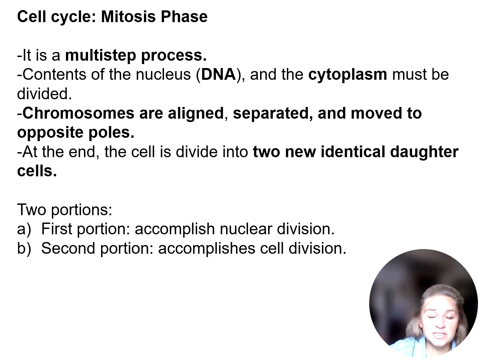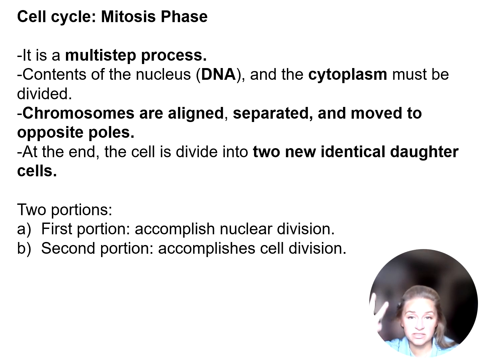Okay, so mitosis is a multi-step process. Some books break it down into 4 steps. Your book breaks it down into 5 steps. So everything in the cell is being aligned and separated, and it is going to result in 2 identical daughter cells.